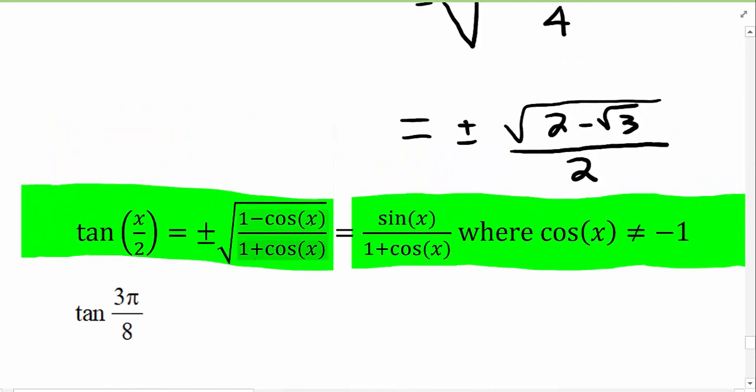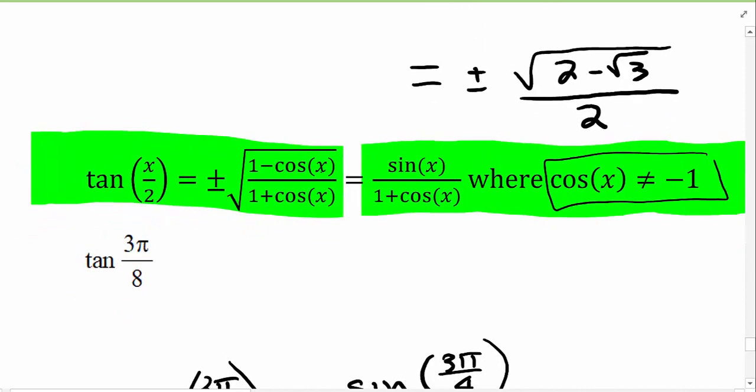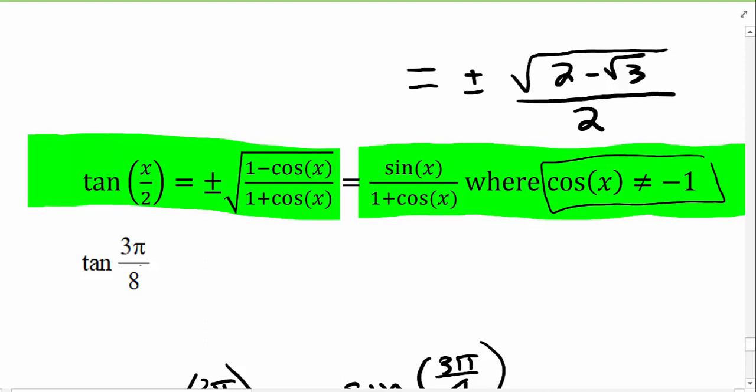And then notice the tangent one has a restriction. Since we have 1 plus cosine x down here, we have to make sure that cosine x cannot equal negative 1. So again, we're going to double this. When we double it, that becomes 3 pi fourths. 1, 2, 3 right here. Tangent is negative right there. Cosine is negative. Sine is positive.